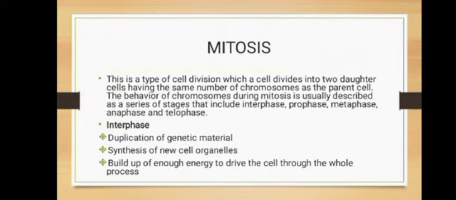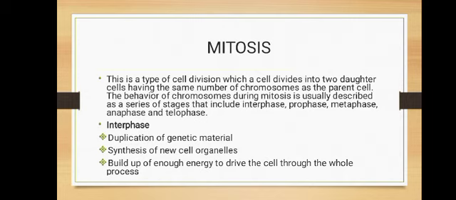So what is mitosis? Our interest today is in mitosis and meiosis. Mitosis is a type of cell division in which a cell divides into 2 daughter cells having the same number of chromosomes as the parent cell. The behavior of chromosomes during mitosis is usually described as a series of stages that include interphase, prophase, metaphase, anaphase, and telophase.